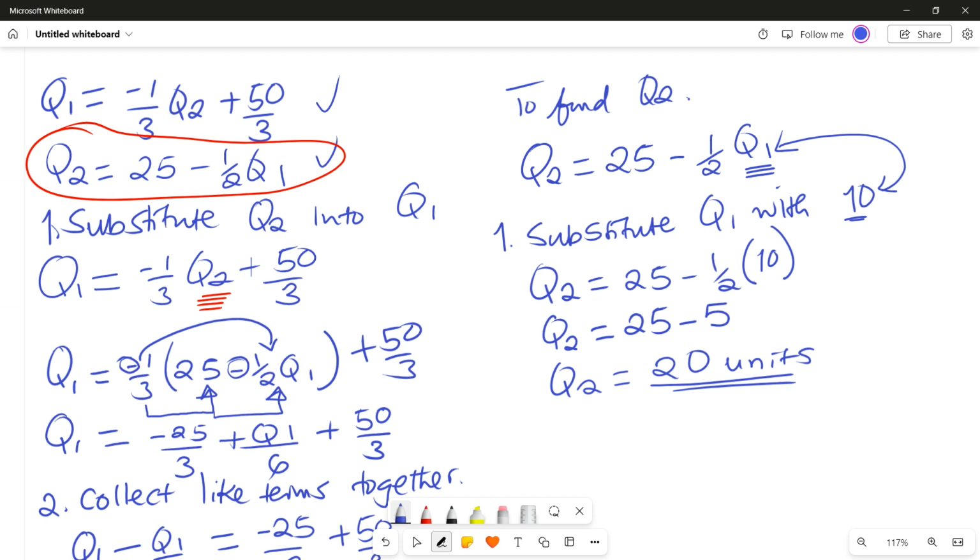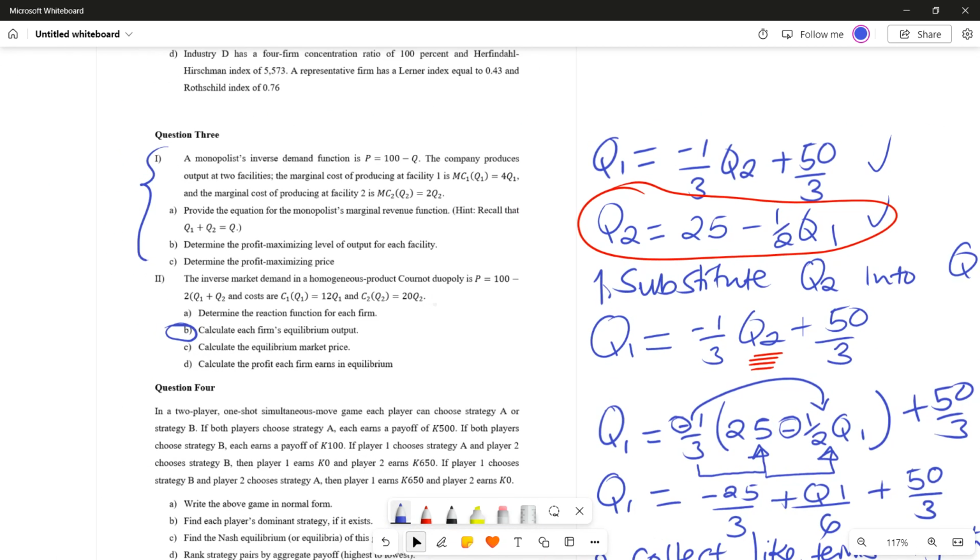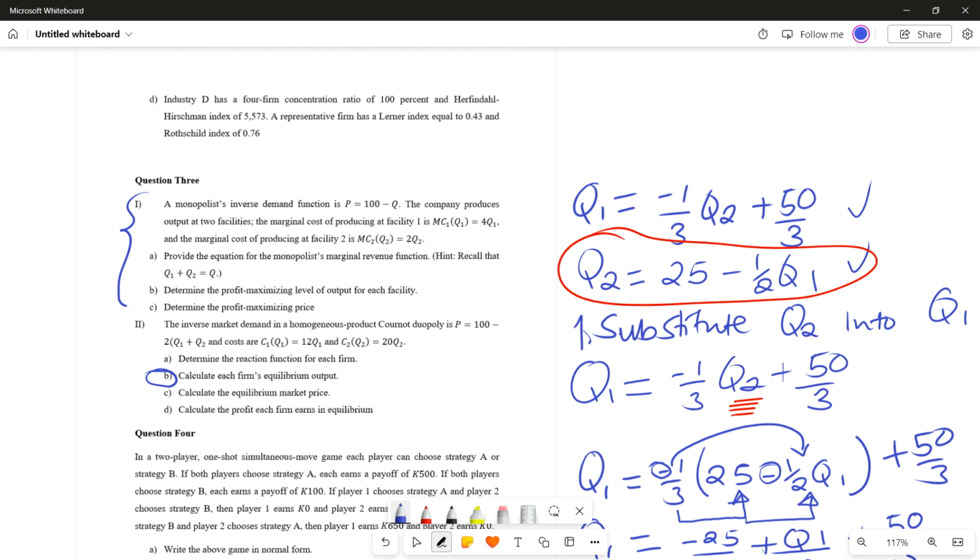So this is how we handle such questions. The logic is understanding the concept, the logic behind the calculations and the like. This firm can produce 10 from the first plant and 20 from the second plant. This is how we go ahead with that particular question.